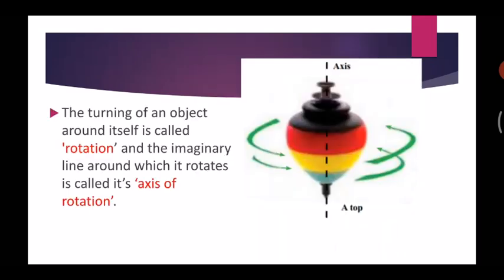The turning of an object around itself is called rotation, and the imaginary line around which it rotates is called its axis of rotation. So, in the diagram that is shown, we can see that there is a line drawn with dotted lines. Okay, so this is the axis of rotation. There is no such line there, but we feel as if the top is moving around this line. So, this is our axis of rotation, and the movement of rotating ourselves around is called rotation. We'll move to the next slide.